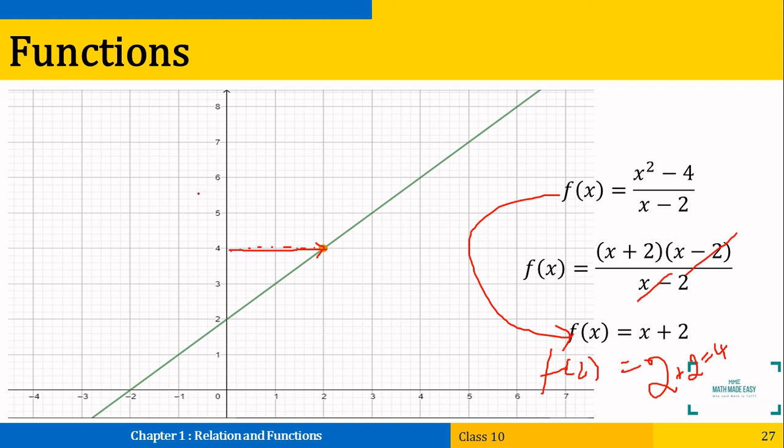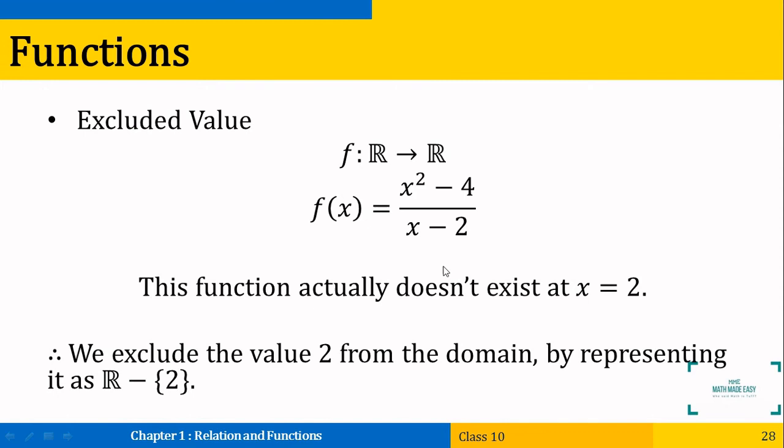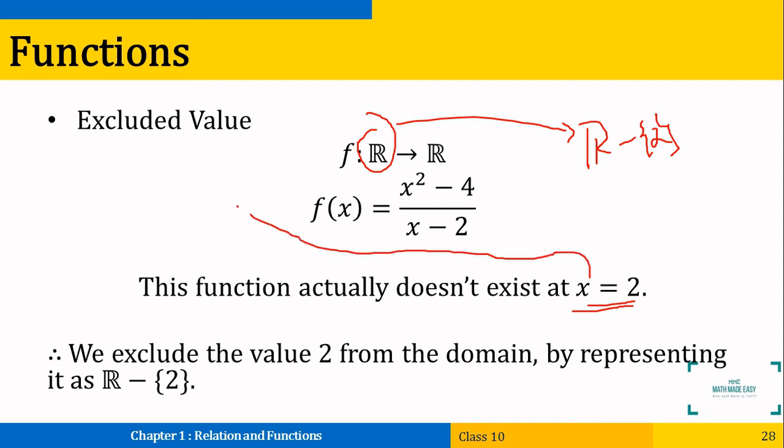Since the relation does not exist at 2, I exclude 2 from the domain so that I get the relation to be a function, right. This particular value which we remove is called the excluded value, right. So, if you want to make a relation a function, and some of the values of the function are undefined, we remove that value so that we can get the given relation as a function, right.